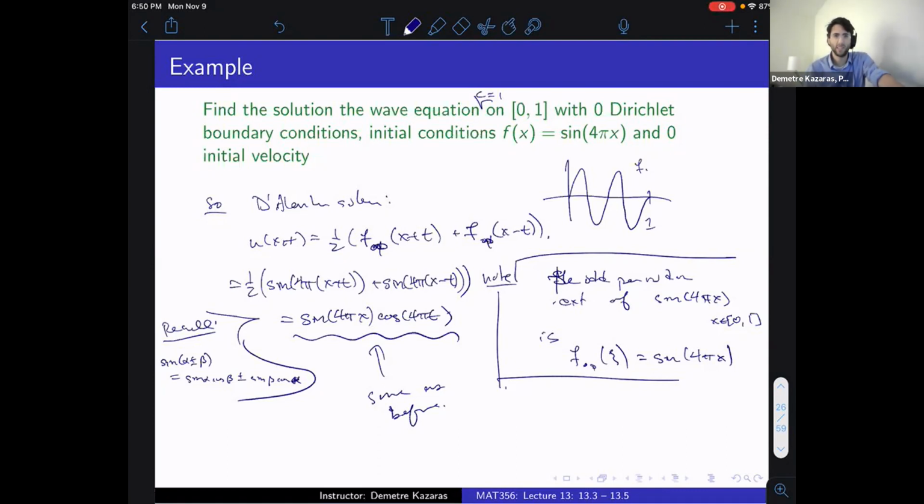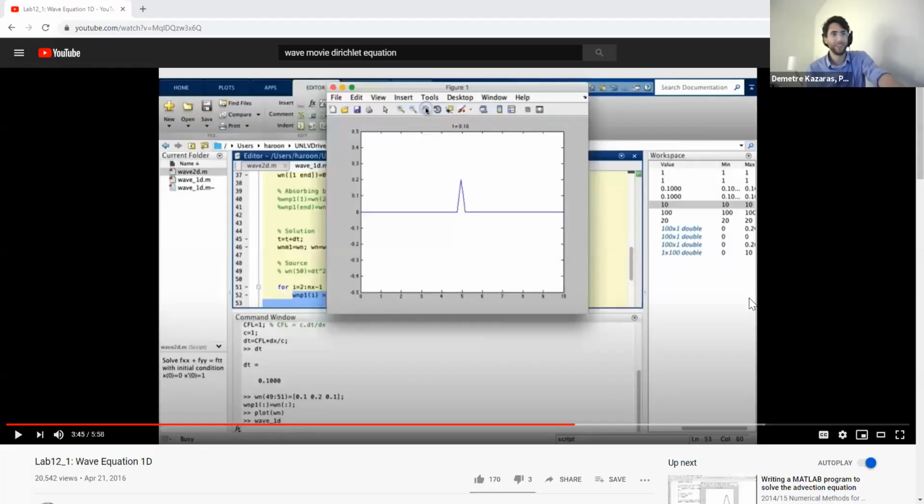Surprisingly hard to find. Maybe it's not that hard, but all right. I didn't make this, someone else did. This is the initial condition here, and I think 0 is the initial displacement, and then no initial velocity, and then the wave equation runs.